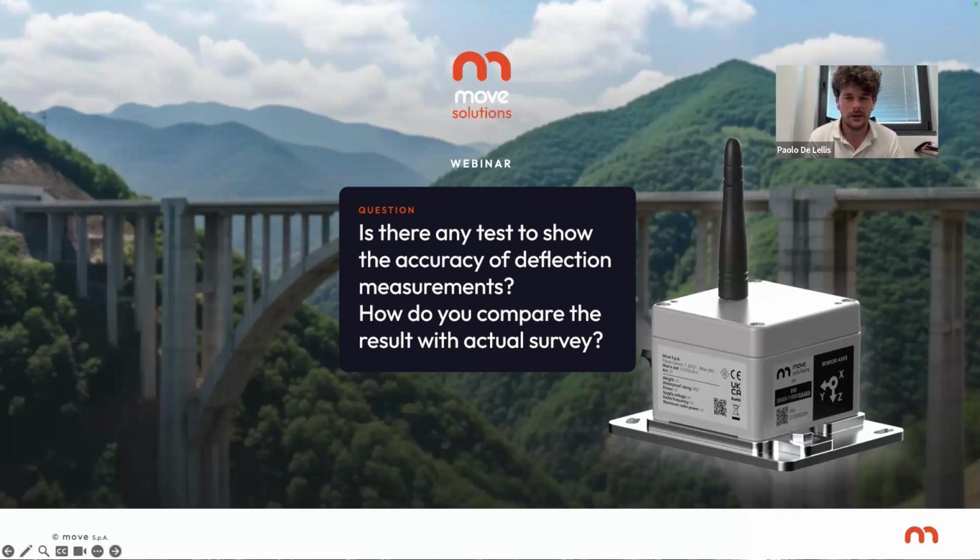Of course, we can test together in one of your applications. You can test the sensor and the total station to see the result that you obtain with one and the other.